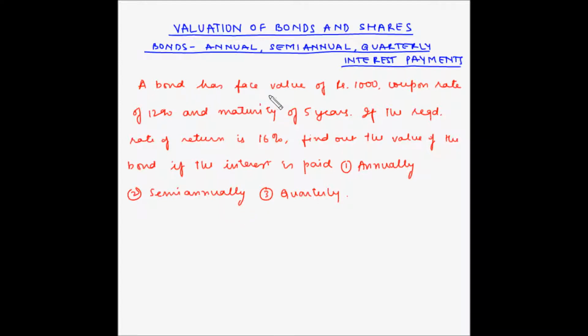A bond has face value of rupees 1000, coupon rate of 12%, and maturity of 5 years. If the required rate of return is 16%, find out the value of the bond if the interest is paid annually, semi-annually, and quarterly. So let us first note down the information that has been provided to us.